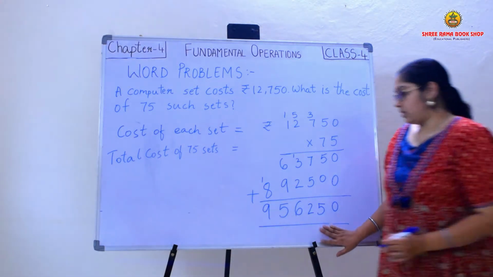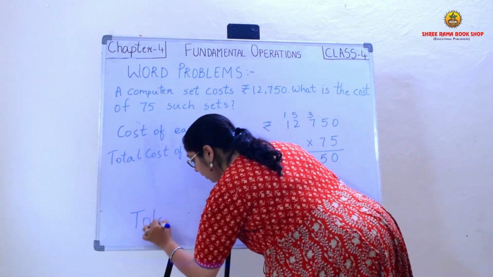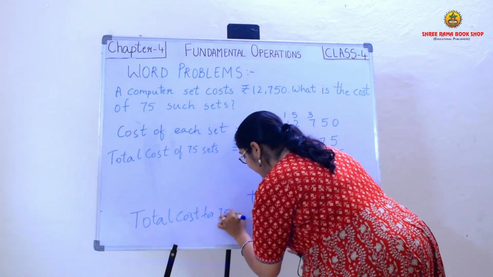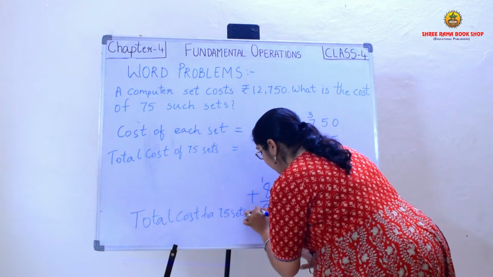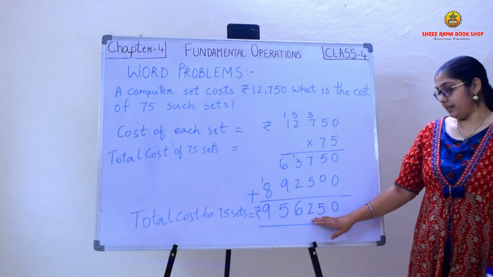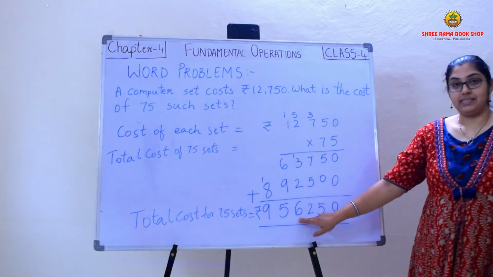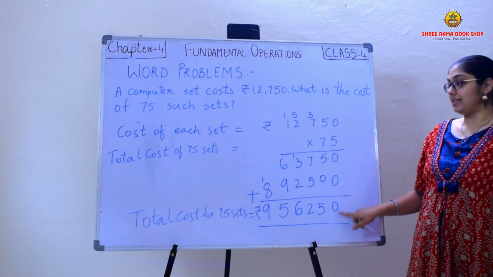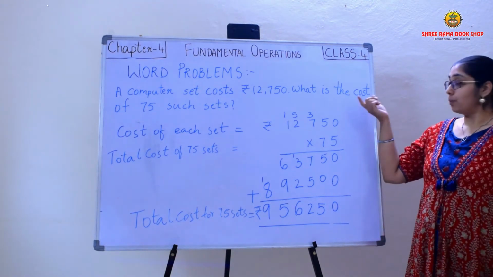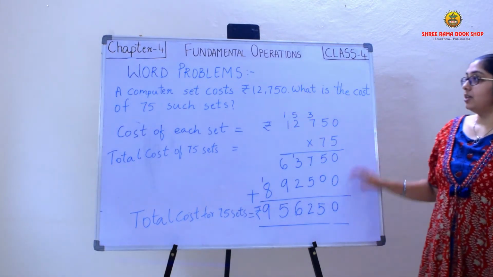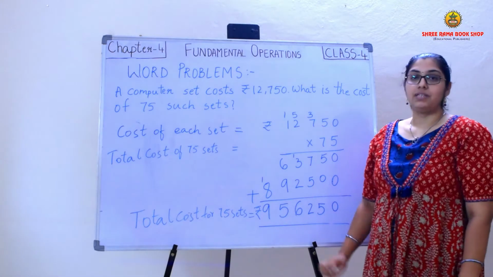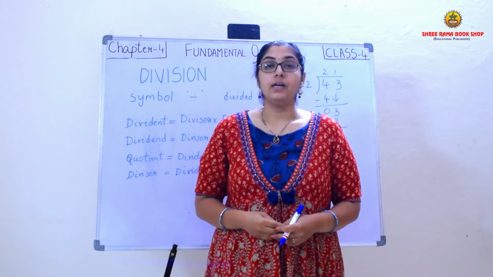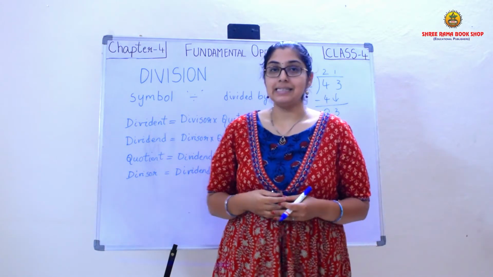So the total cost for 75 sets is equal to rupees. Okay, you got this answer, right? Now how much is it? 9,56,250, right? So this is the total cost of 75 sets. This many rupees we need to buy 75 such computer sets. Children, there is an exercise related to word problems in your textbook. Please practice it.